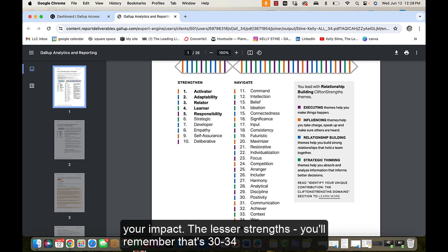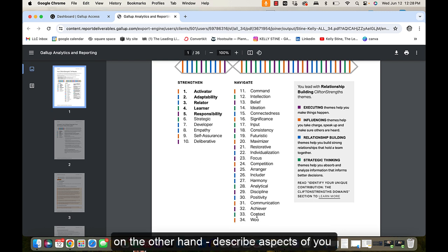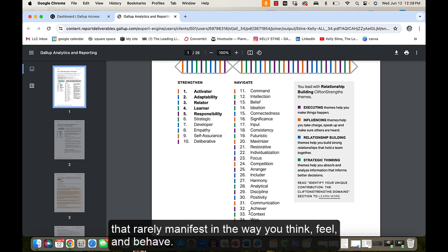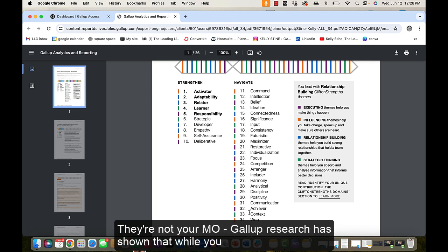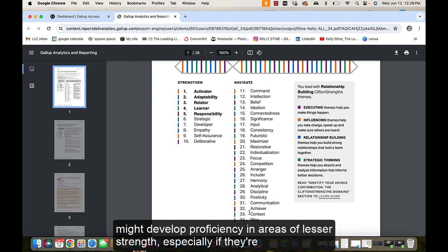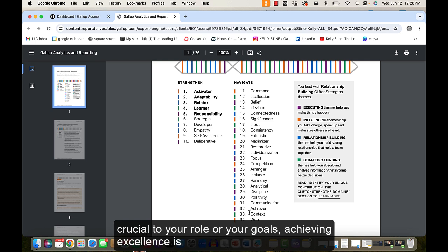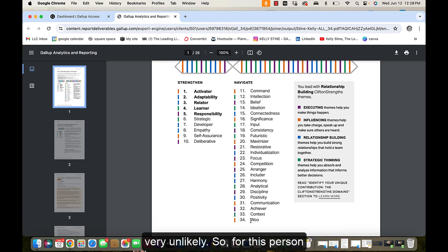The lesser strengths, you'll remember that's 30 through 34, on the other hand, describe aspects of you that rarely manifest in the way you think, feel, or behave, and usually only in extreme circumstances. They aren't necessarily weaknesses, but they're not the way that you operate. They're not your MO. Gallup research has shown that while you might develop proficiency in areas of lesser strength, especially if they're crucial for your role or your goals, achieving excellence is very, very unlikely.